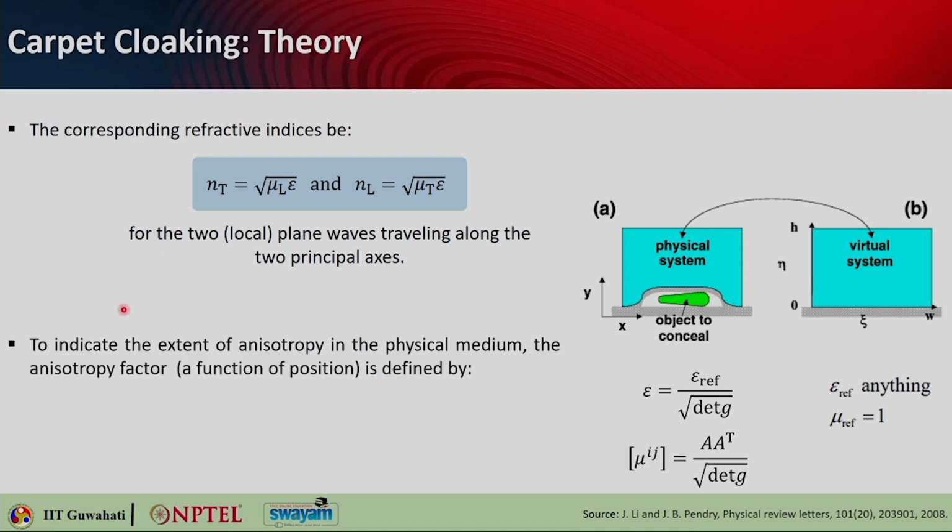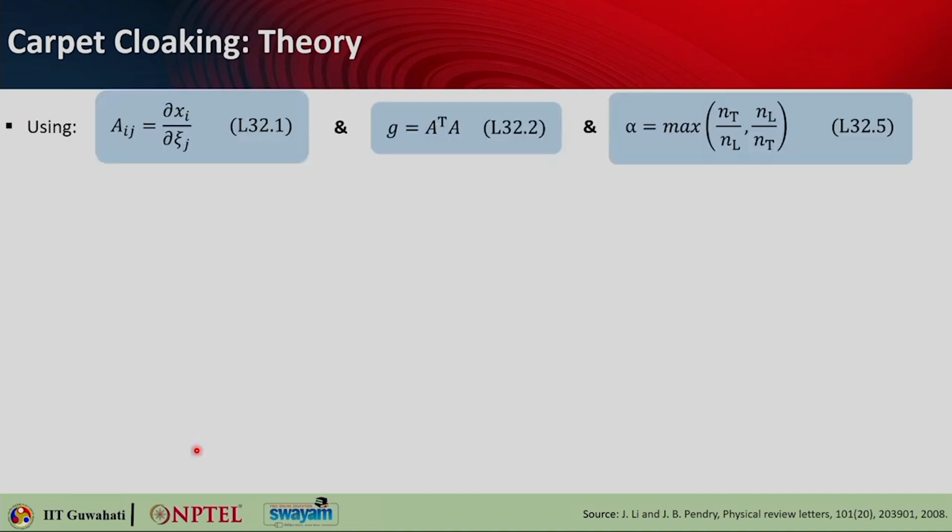Now, to indicate the extent of anisotropy in the physical system, the anisotropy factor, alpha, can be defined as the maximum of this ratio, n_T over n_L or n_L over n_T. Whichever is the maximum defines alpha, and that gives you the anisotropy ratio.